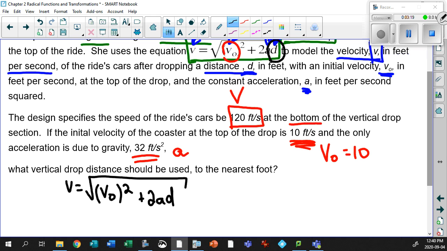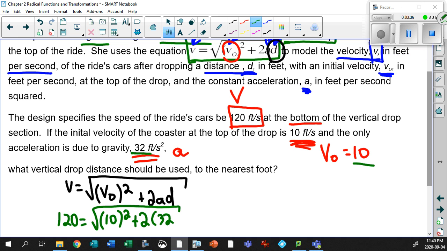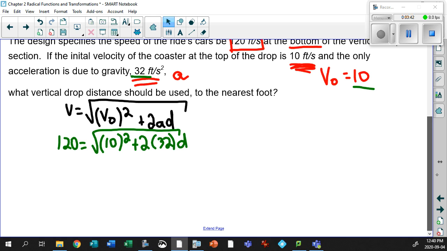Let's start throwing some numbers in there. Here we go. Your velocity is 120 at the bottom. Your initial velocity here is 10, all squared, plus 2 times the acceleration, which is 32. And you have to solve for good old d. Oh, that's not so bad. That's actually kind of easy to do. So basically what you need to do then is start solving.